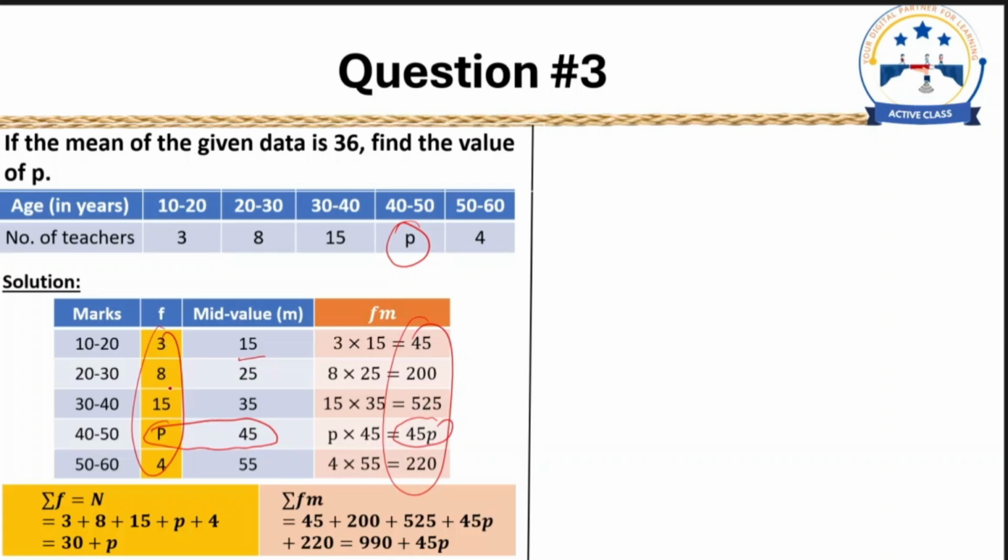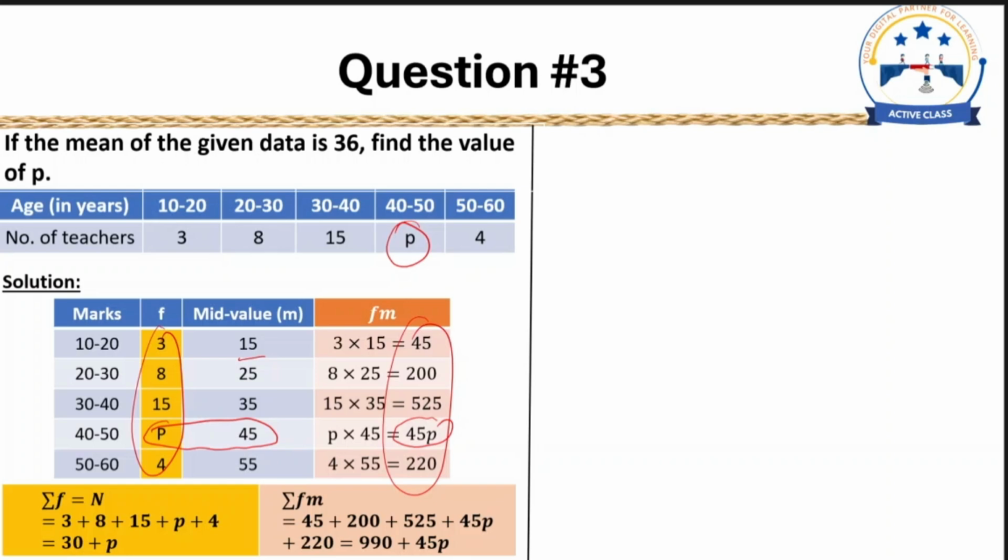Summation F means you need to add 3, 8, 15, p, 4. I add it, and p is an unlike term, so add only the numbers. 3 plus 8 plus 15 plus 4 is 30, plus p remains as it is. And on the right hand side, 45 plus 200 plus 525 plus 45p plus 220. Again, this 45p is an unlike term, so just add the numbers and keep 45p as it is. 45 plus 200 plus 525 plus 220 is 920. And 45p remains as it is.